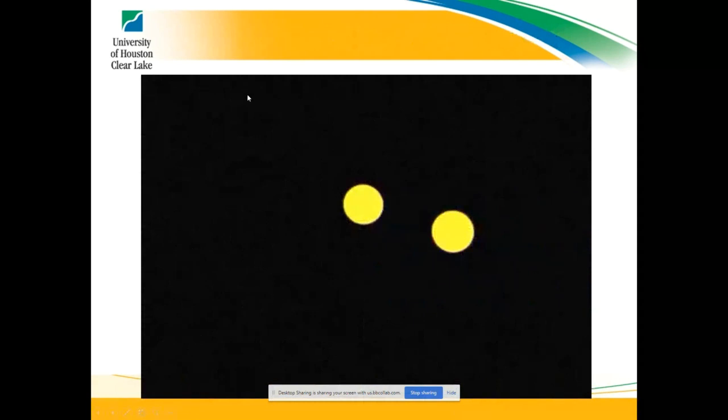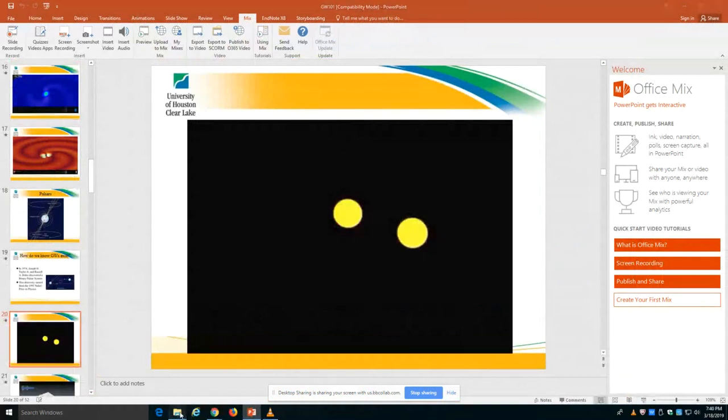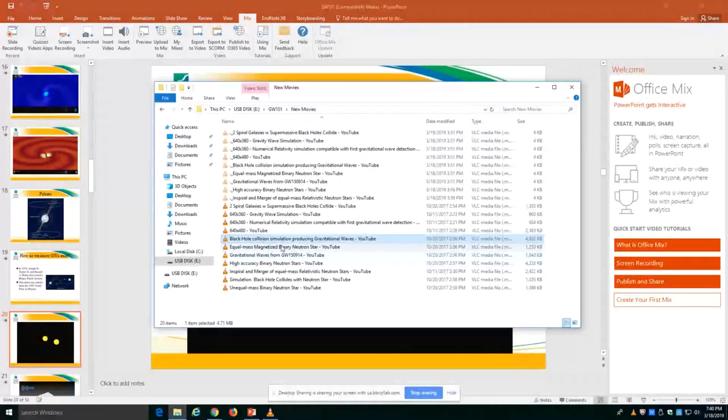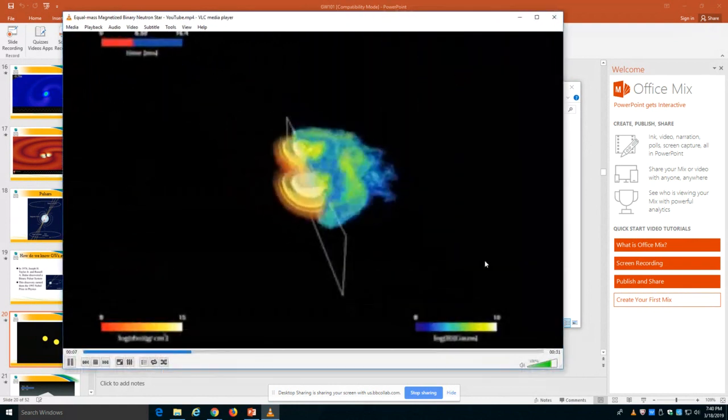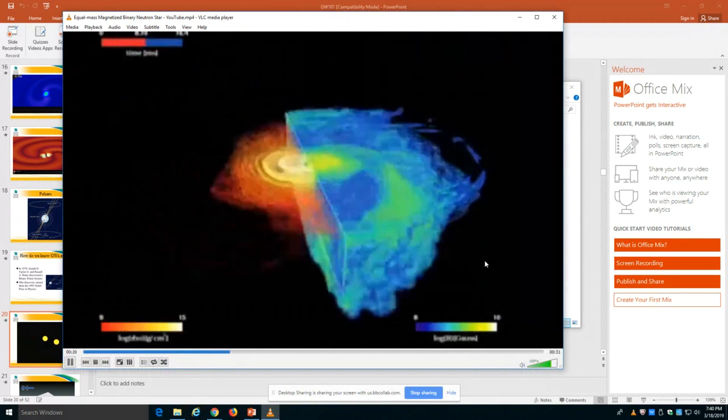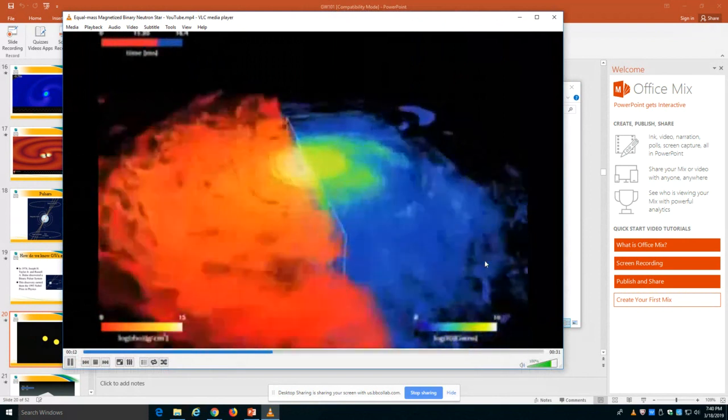Now, this is another movie which I think I'm going to have to exit out to show you. It has to do with neutron stars. So if I can show you, yeah, equal mass binary neutron star. Come on. Oh, there it is. So you can see here, we've got two neutron stars, and they're just kind of spinning around each other. Just let me start at the beginning.